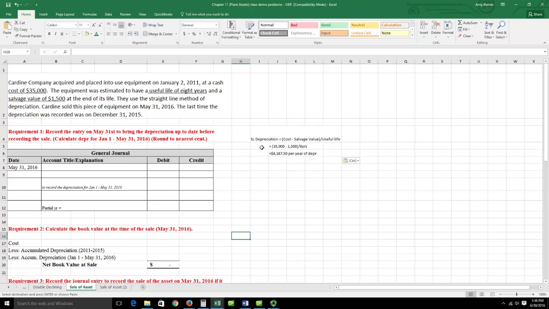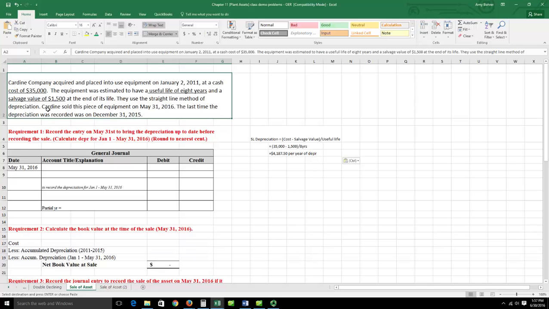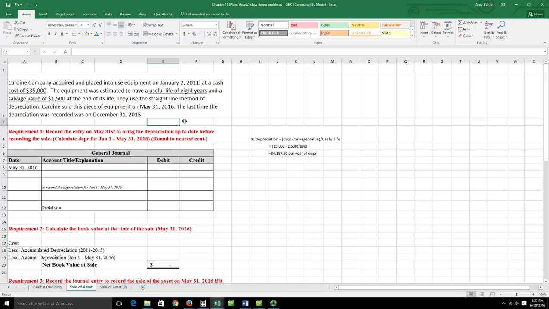I'm going to use the same exact piece of equipment that we used in the last video. We purchased this asset on January 2nd, 2011 for $35,000 cash. We have an 8-year useful life and a $1,500 salvage value, and we're using the straight line method. But instead of being sold at December 31st, 2016, you'll notice that this piece of equipment is being sold on May 31st, 2016. The last time depreciation was recorded was on December 31st, 2015, when we recorded the whole year's worth of depreciation.